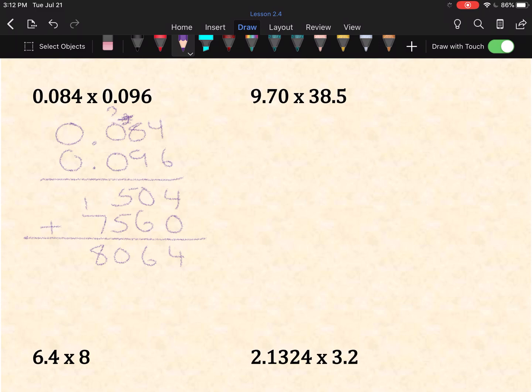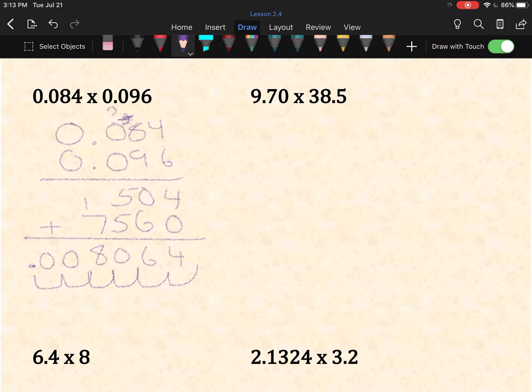Now, .084 has 3 decimal places, and .096 has 3 decimal places. So I need 6 in my answer. 1, 2, 3, 4, 5, 6. What goes in the empty spaces? Zeros. The correct answer is .008064.